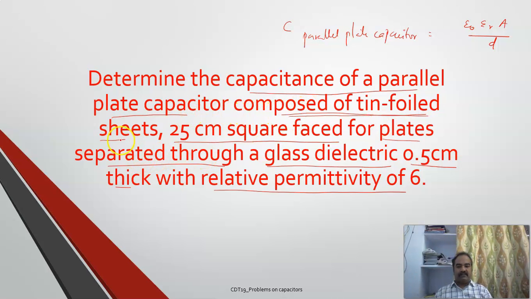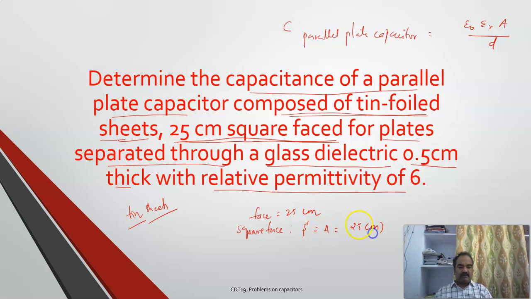composed of tin foil sheets. Okay, so sheets are tin sheets and 25 cm square faced, which means the face is 25 cm, and it is a square faced sheet, so the surface area, or what you call it as an area, is 25 cm whole square. So it is 0.25 meters, right? So I'll take it as 0.25 meter whole square, or I'll write it as 25 into 10 to the power of minus 4 meters square, right?